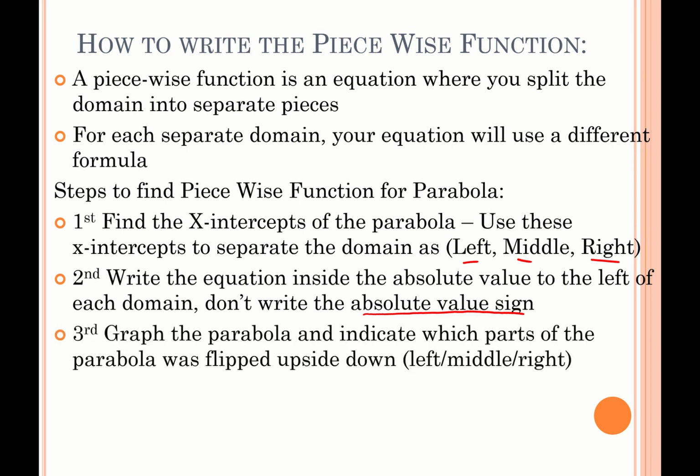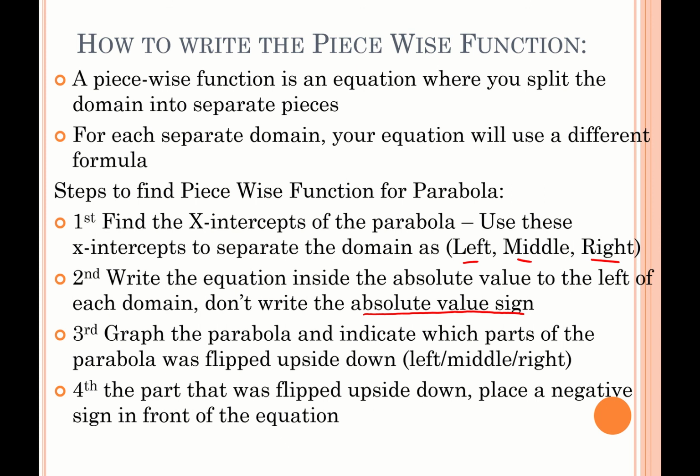And what you do next is you graph the parabola and you indicate which part was flipped upside down from the equation in the middle. And then the part that was flipped upside down, you place a negative sign in front of the equation. Now let's go through an example. Hopefully, you can take a picture of this slide, copy it, and then we'll look at an example together.